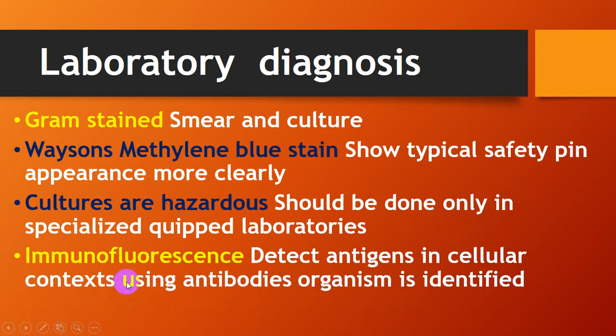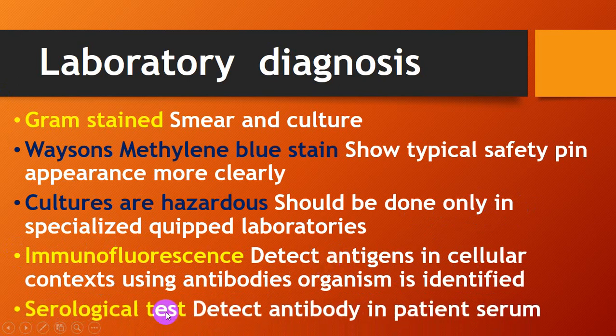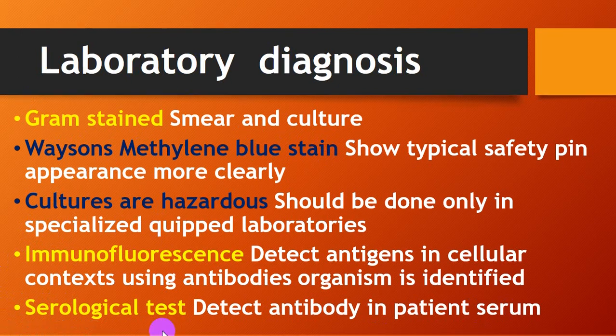Next is immunofluorescence. It will detect the antigen in the cellular context using antibodies, so the organism is identified. Immunofluorescence diagnoses only the antigen, and serological tests detect the antibody in the patient serum. So we can also do this test. Wayson methylene blue stain and the serological tests are the more specific tests for this bacteria.